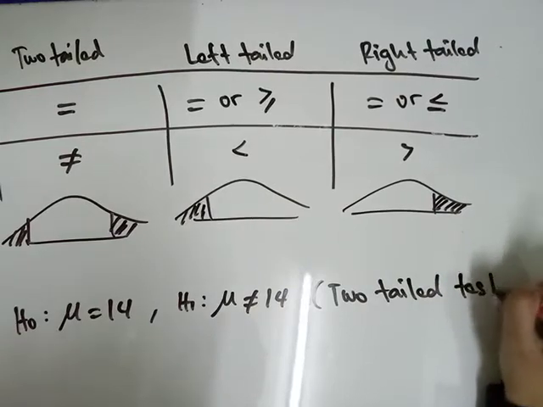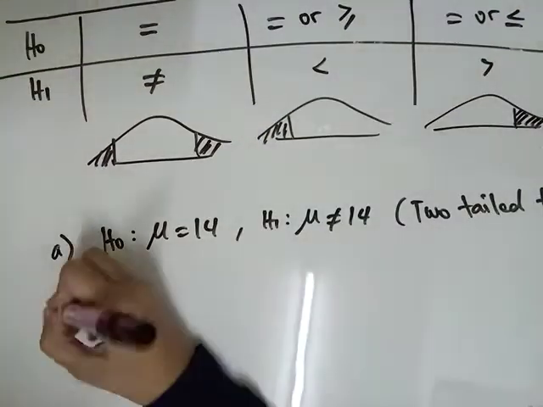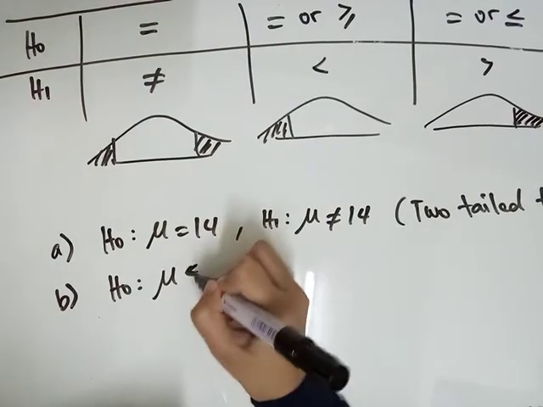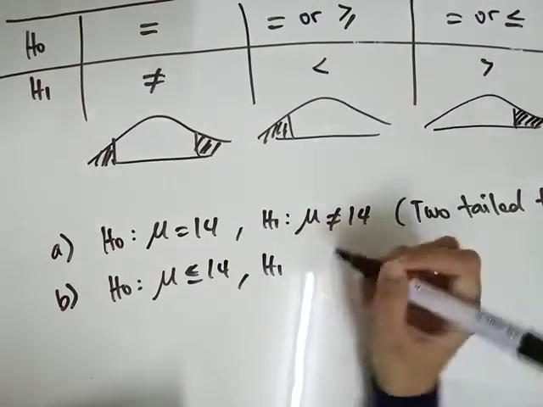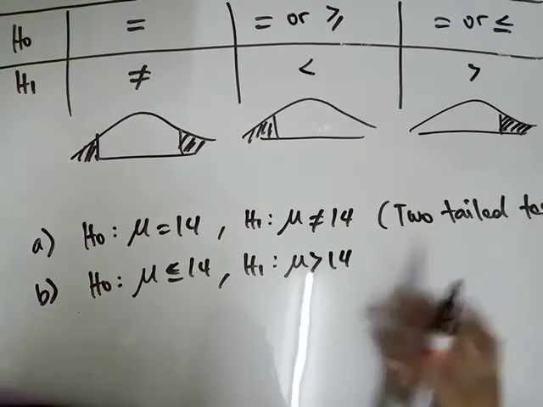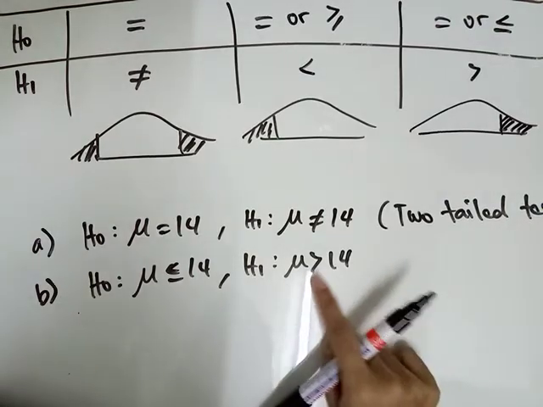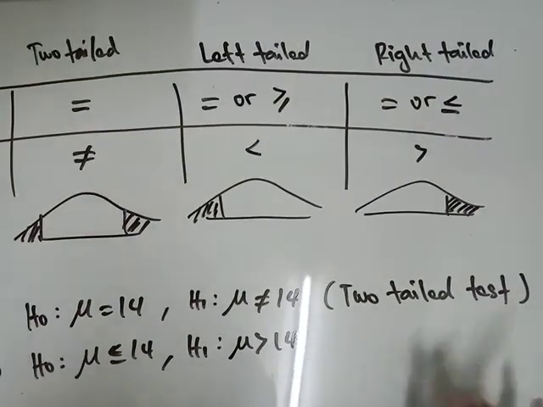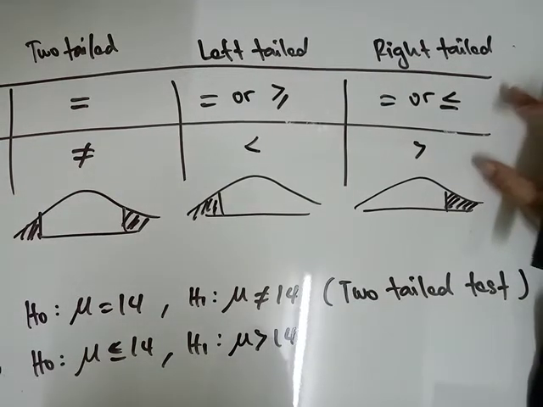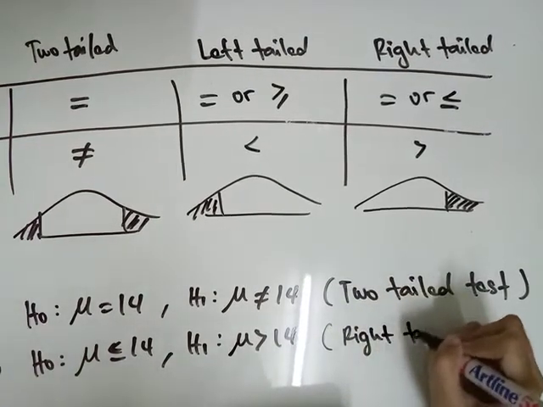Okay, sebab soalan minta apa? Determine what type of tail. B. H naught, when the mean is less than and equal 14 and H1 mean more than 14. So what type of tail for question B? Okay, kalau dia ada sign macam ni, for H naught less than and equal, for H1 more than, that means it is right tail test that we need to test. Right tail of the area that we need to test. Okay, so the answer is right tail test.